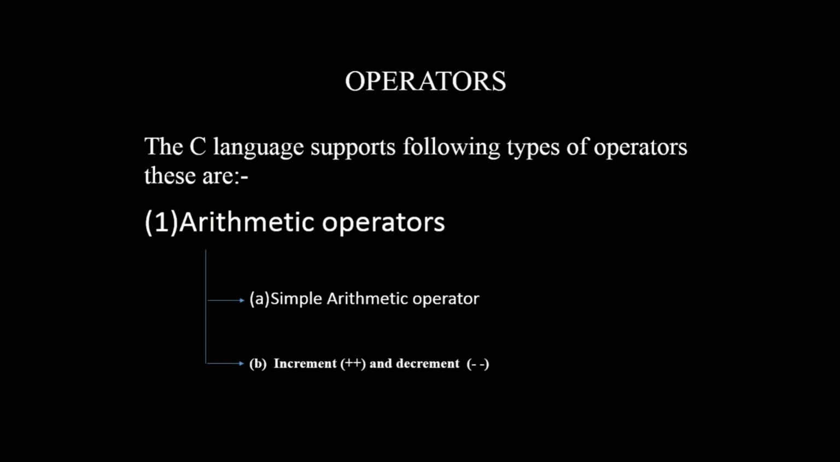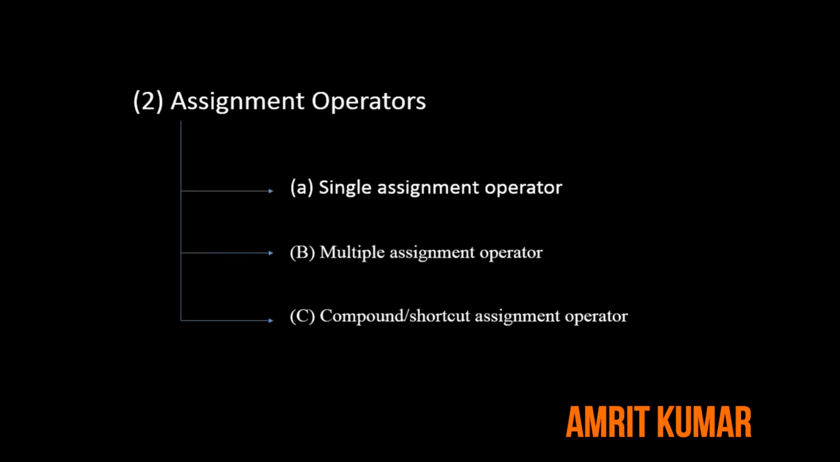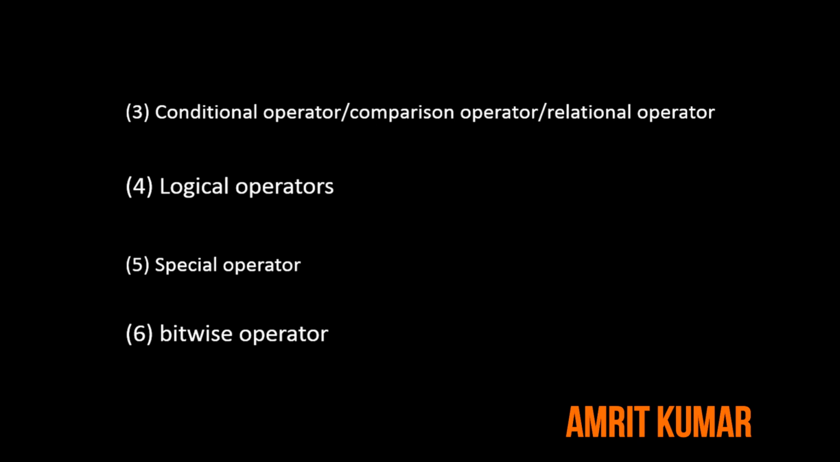operators. As we have studied, the C language supports the following types of operators. We have studied the arithmetic operators in the arithmetic section. We have studied the assignment operator in the previous video: the single assignment operator, the multiple assignment operator, and the compound or shortcut assignment operators. Now we are going to learn about the conditional operators, also known as comparison operators and relational operators. After that we will learn about the logical operators, special operators, and bitwise operators. So let's look at the conditional operators.